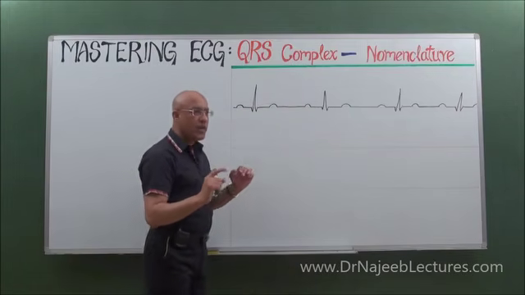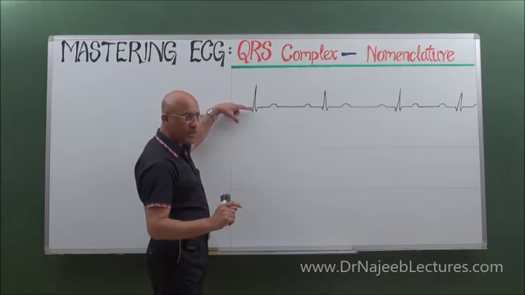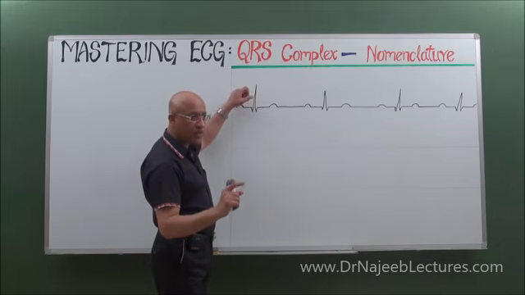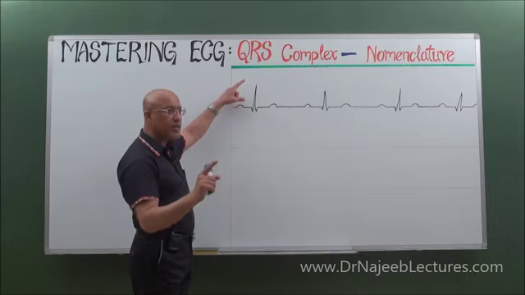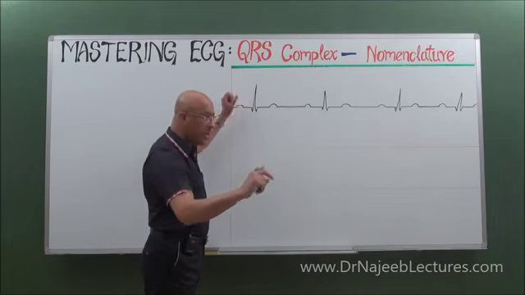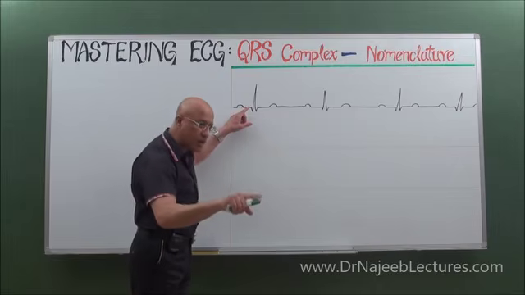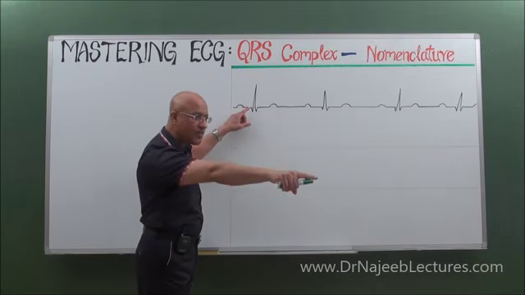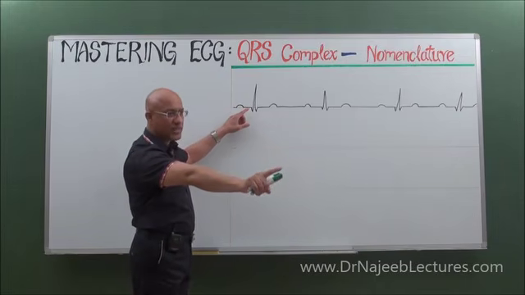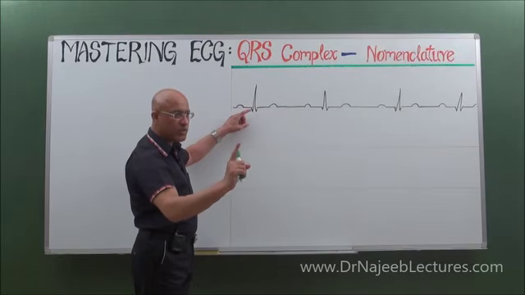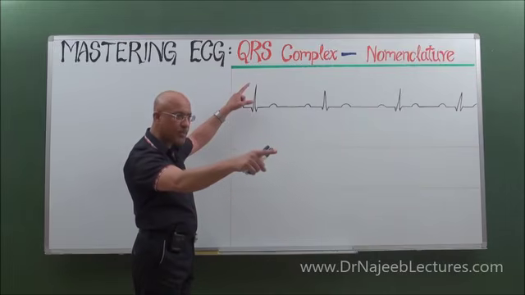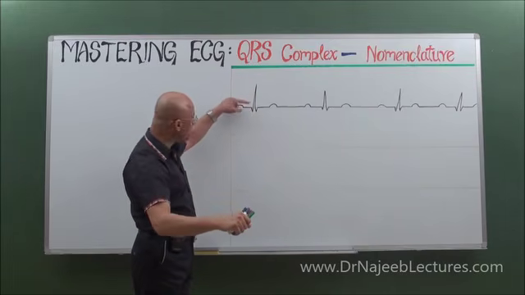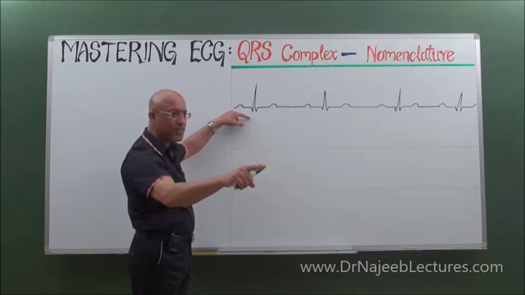Now, what is a wave? A wave is a deflection away from the isoelectric line. All those deflections which are above the isoelectric line are called positive waves, and all those deflections which are below the isoelectric line are called negative waves. Is that right? Yes. What did we talk about? That during ECG recording, deflections above the isoelectric line are positive waves, and those below the isoelectric line are negative waves.